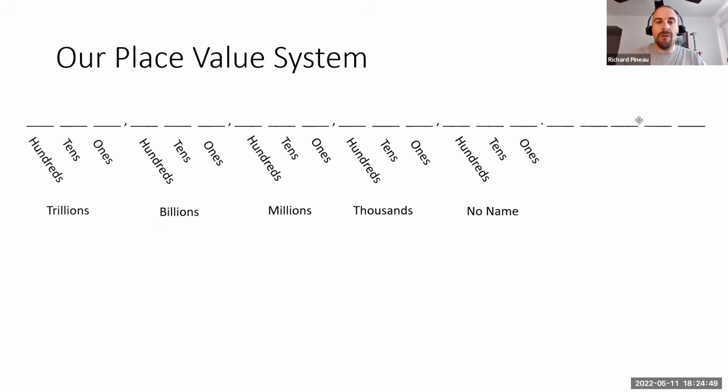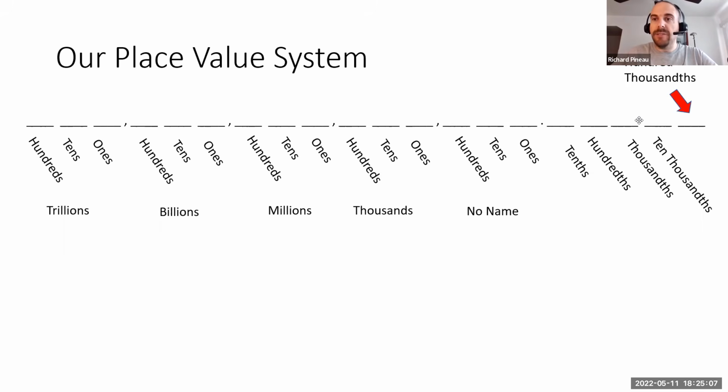So that process all repeats. You just have to remember then what specifically are the last names. In other words, the no name, the thousands, the millions, the billions, and the trillions. Now, on the other side of the decimal, we have the tenths, the hundredths, the thousandths, the ten-thousandths, and I'm about out of room, but we have the hundred-thousandths. If you're wondering what would come next, it would be the millionths, ten-millionths, and hundred-millionths.